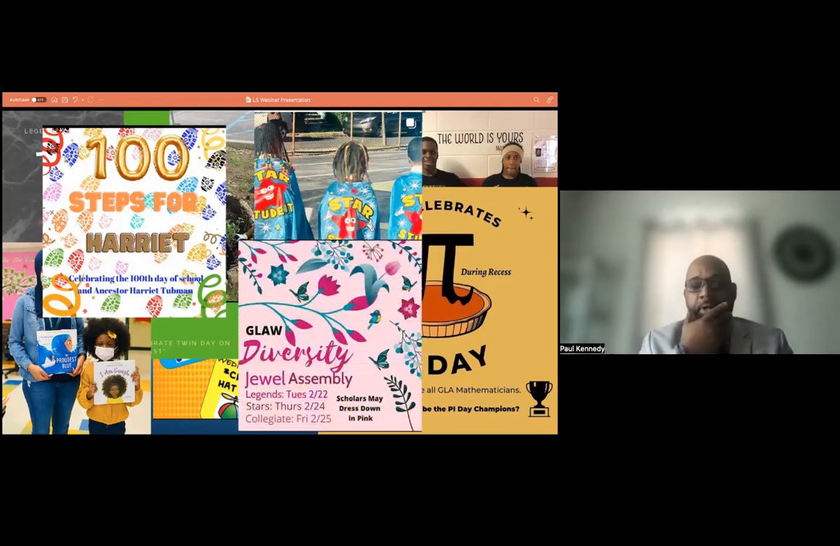As you can see, this is our Jewel assembly. They had to wear pink. Each one of our jewels is a color. So diversity, which is the month of February, at the Jewel assembly.